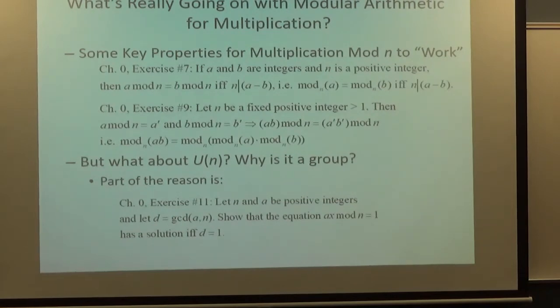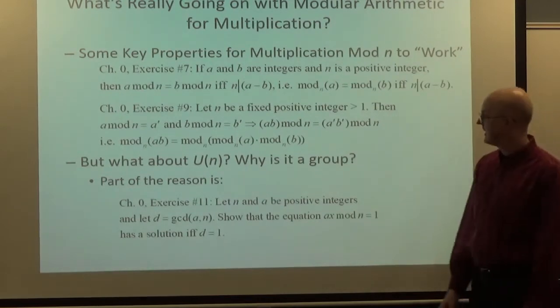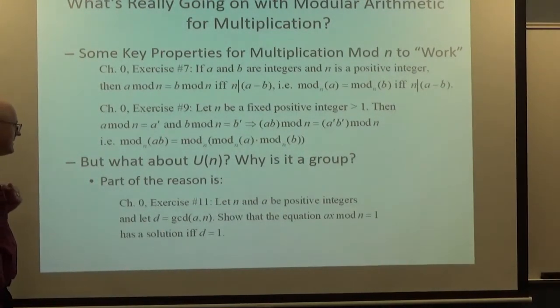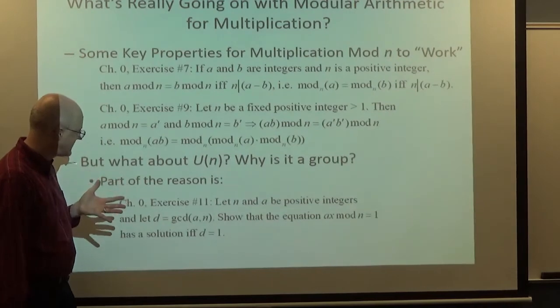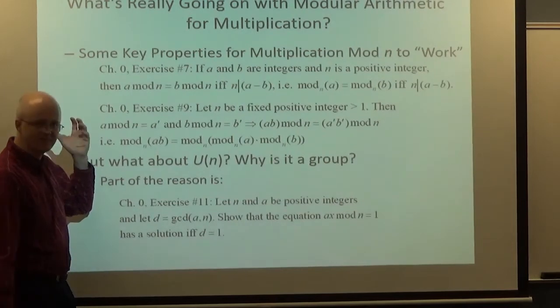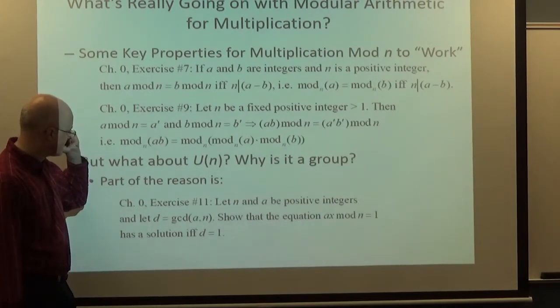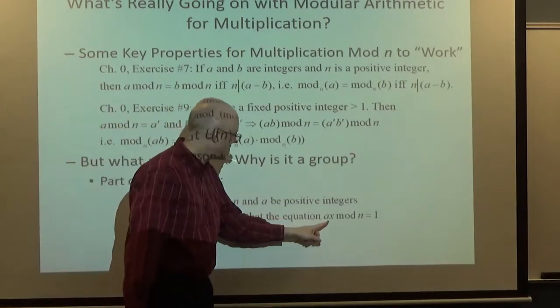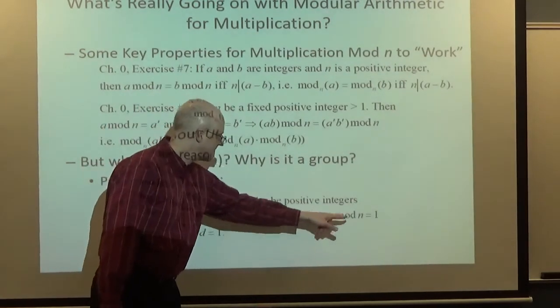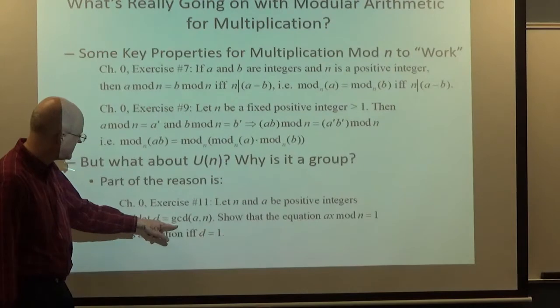And it's this problem, which was a completion problem, that essentially is the reason why every element of U_n has a multiplicative inverse. Why? Because if you've got a fixed n, and you've got a number a, let's say between 0 and n, this equation, ax mod n equals 1, has a solution for x if and only if d is 1, where d is the GCD of a and n.